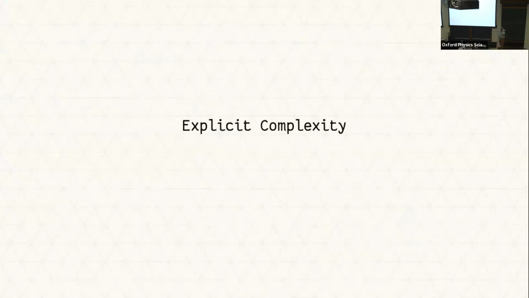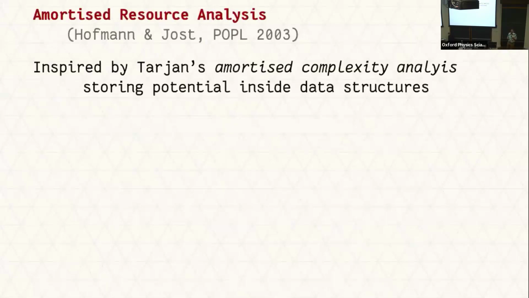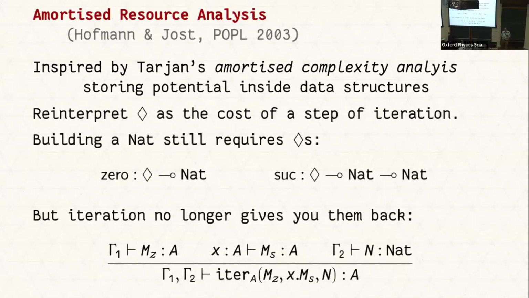Okay. I said I wasn't going to talk about explicit complexity, but the same diamond idea, using ideas of Martin Hofmann again, can be used to do explicit complexity by making the diamond into a kind of token that we use to pay in advance for work done by the machine. So, inspired by amortized complexity analysis, we literally store potential inside the data structures as extra values. So we reinterpret this diamond not as an abstract notion of iterability that we can reuse. It's the cost of a step of iteration that we have to pay every time we do one recursive call.